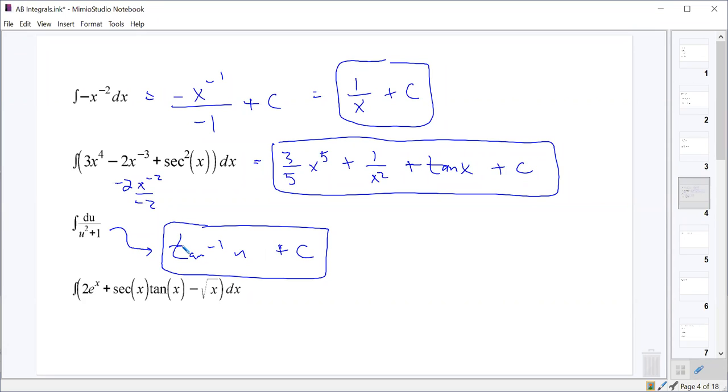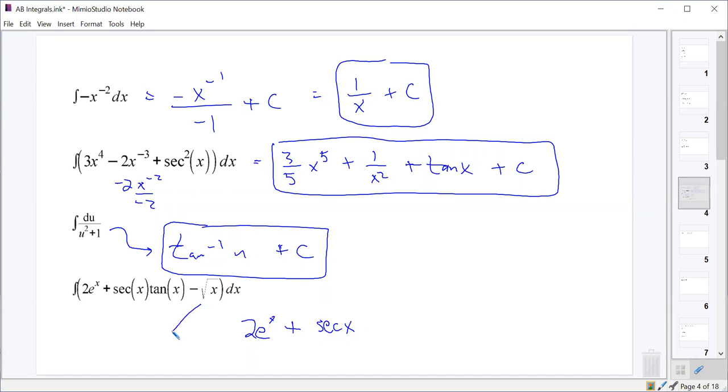And what about 2e to the x down there at the bottom? That's just 2e to the x, right? The derivative of e to the x is e to the x. The integral of e to the x is e to the x. And put a constant in front of it, that doesn't change anything. So the integral of 2e to the x is 2e to the x. What about the integral of secant x tangent x? Secant x. Should just be secant x.